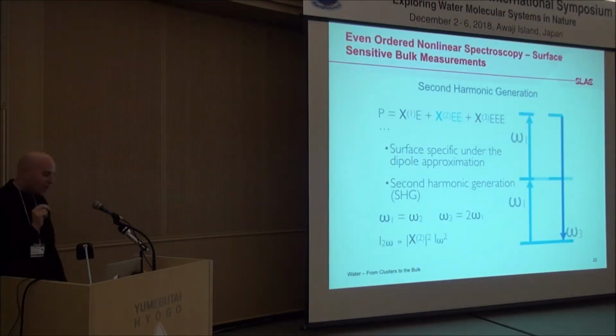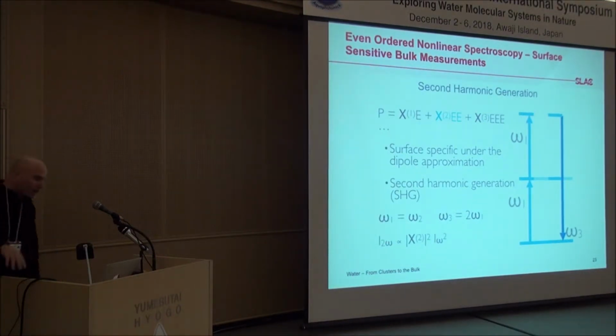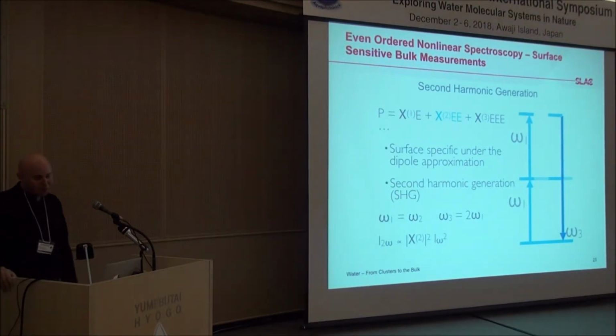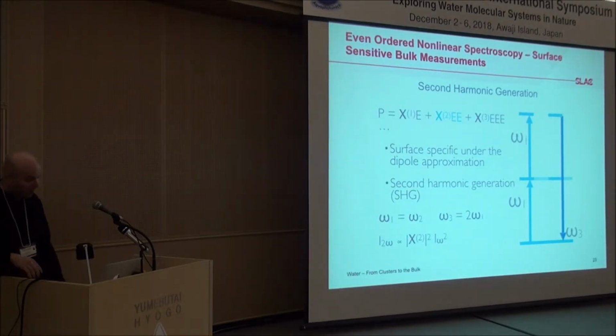All right, with that, I'm going to change one last time to talk about maybe another big outstanding problem in water, and that is the water surface. So one of the most common ways to measure surfaces is to use something called sum frequency generation or second harmonic generation using nonlinear optics.